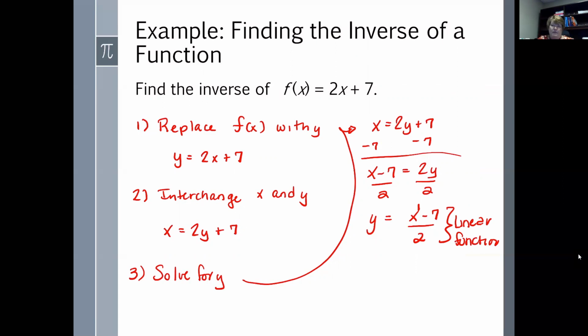So since the inverse is a function, step 4, we can write this as f inverse of x is x minus 7 over 2. So given a function f of x equals 2x plus 7, its inverse is x minus 7 divided by 2.